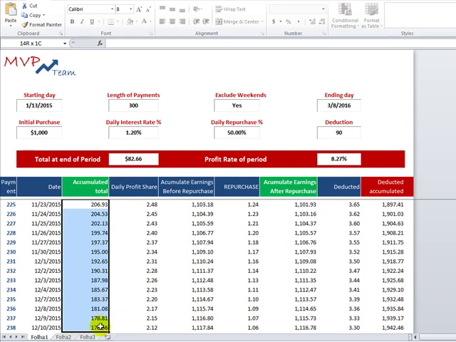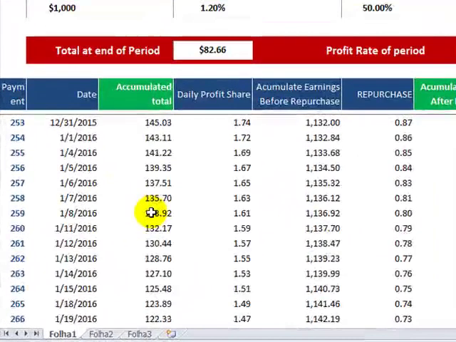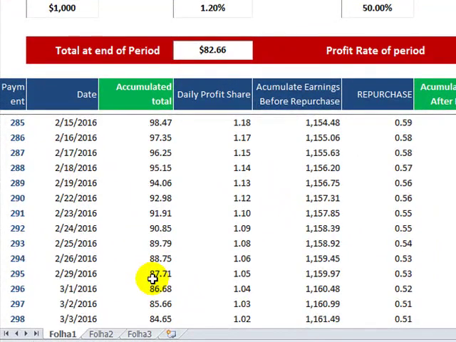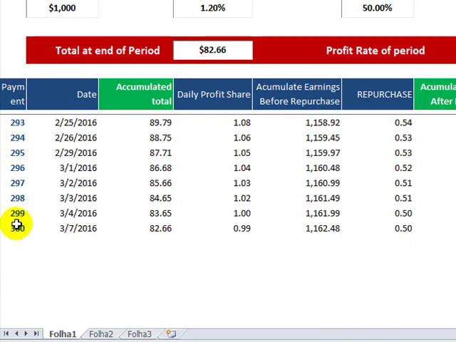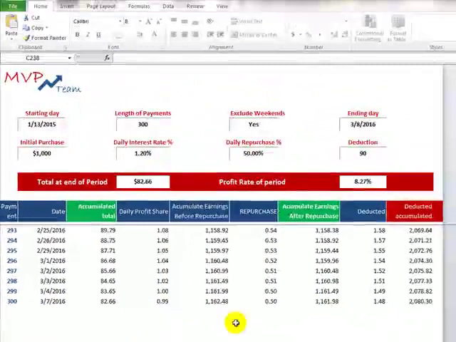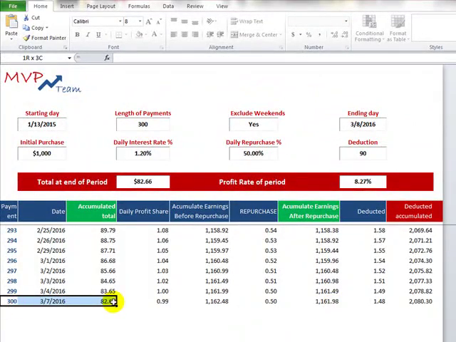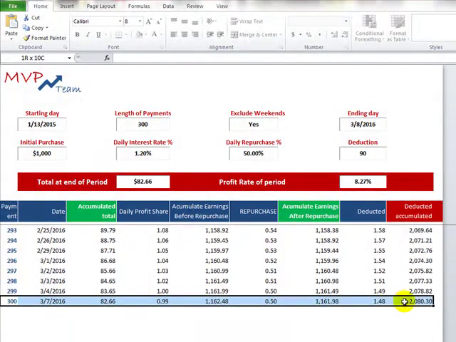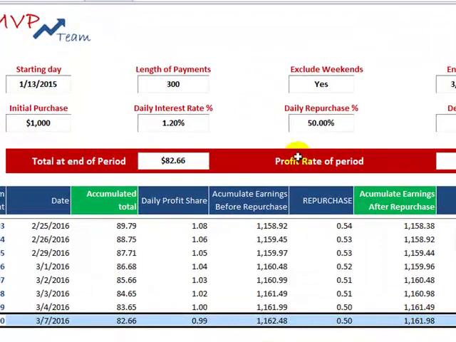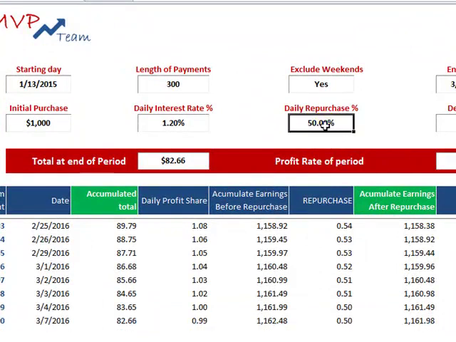As you watch this column, as we scroll down, it's going to go down and down and down. If I extend this beyond 300 payments, it's going to go down to 0. And so eventually, you're just going to cash out everything. After 300 payments, which is March the 7th, you would have taken out $1,161. That's at 50%.